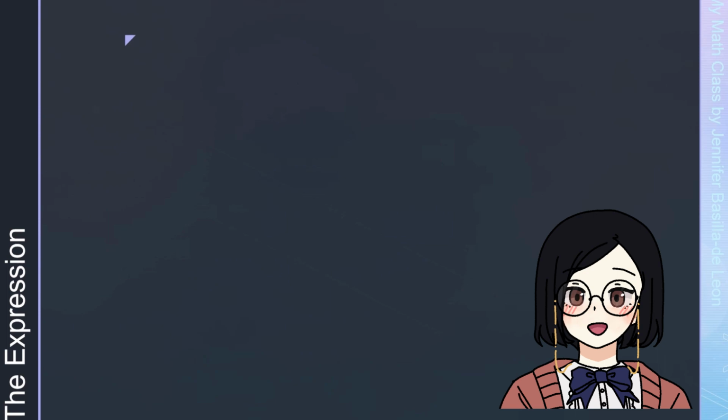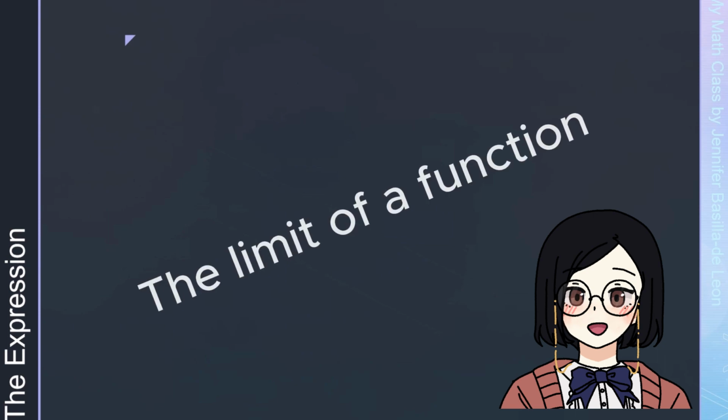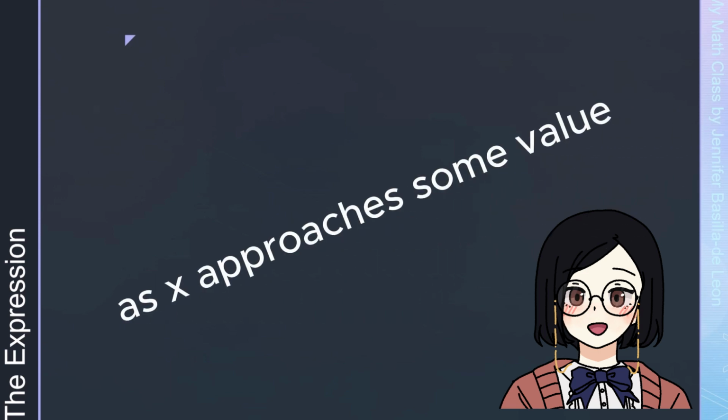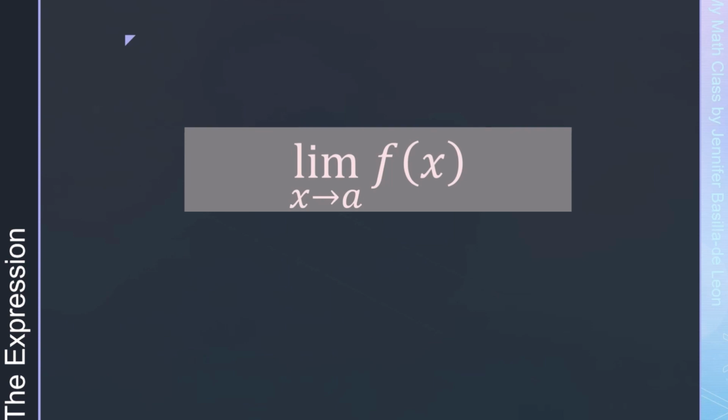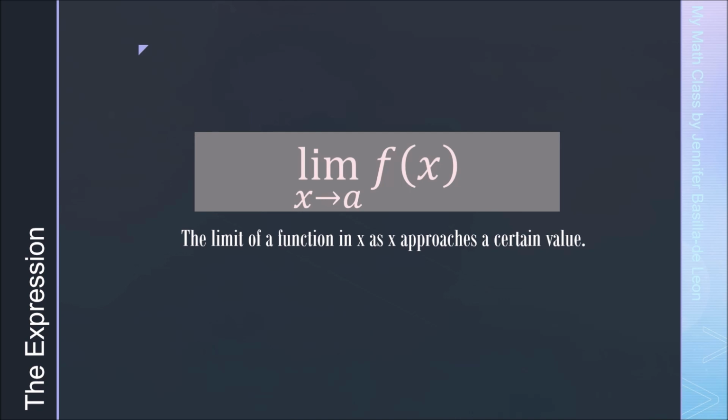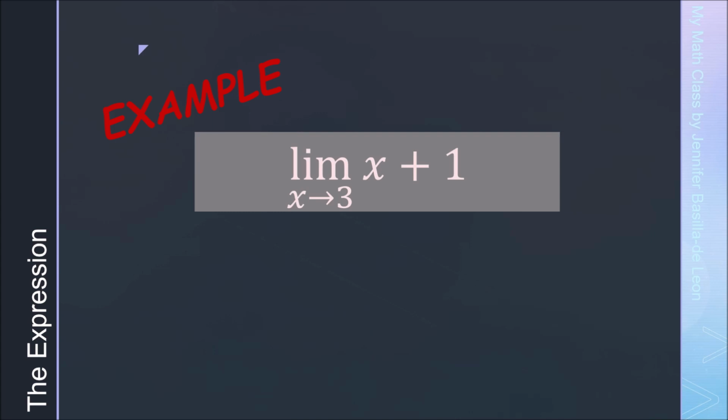In the same manner, we try to understand the limit of a function in x as x approaches a certain value. In symbols, we have the limit of f of x as x approaches a. This is read as the limit of a function in x as x approaches a certain value. Let's say our function is f of x equals x plus 1, and that certain value is 3. Mathematically, we write it as the limit of x plus 1 as x approaches 3.